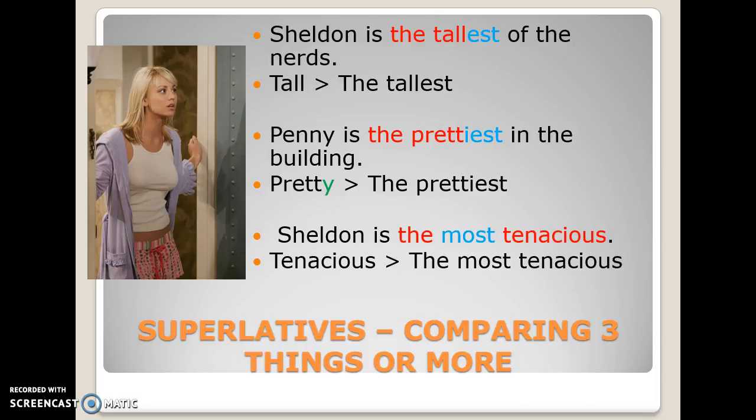So, this is all for today. I hope that you understood this presentation on comparatives and superlatives and that it was clear for you. If you have any questions, we will look at them in class.